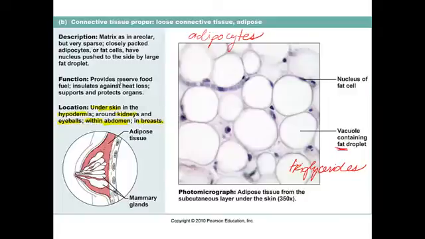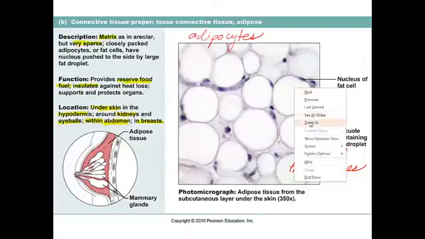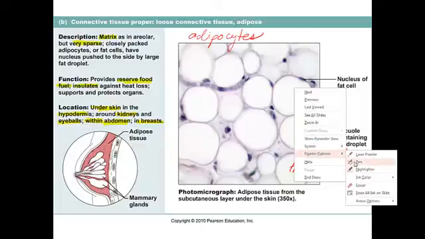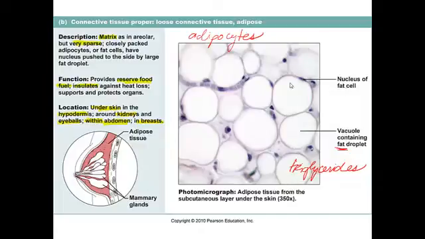But it provides a reserve fuel. It's very important for insulation. And again, the matrix is going to be very, very sparse. And the interesting thing that we actually see about an adipocyte is that the lipid droplet is going to take up so much of the cell that the nucleus is going to be found on the periphery.